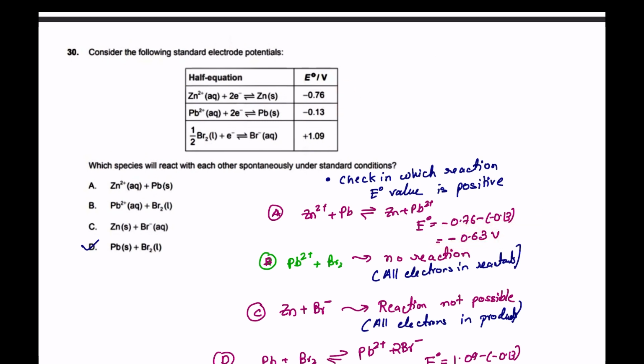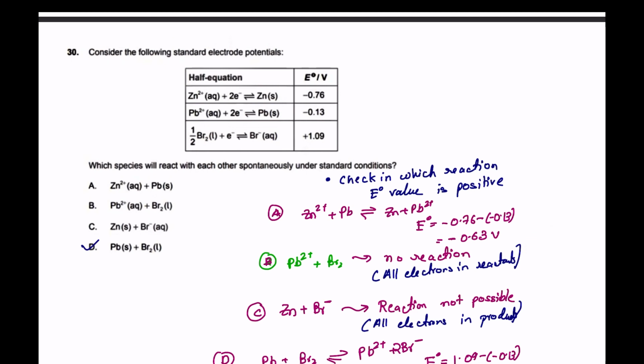In the second case, we have Pb2+ plus Br2. First thing, there would be no reaction in this case, because if there is a transfer of electrons, it should be a redox reaction. One species should be getting oxidized, the other should be getting reduced. But here, Pb2+ will get converted to Pb, which is a reduction reaction. Br2 will get converted to Br minus, which is again a reduction reaction. Two reduction reactions cannot go simultaneously, so there would be no reaction for part B.